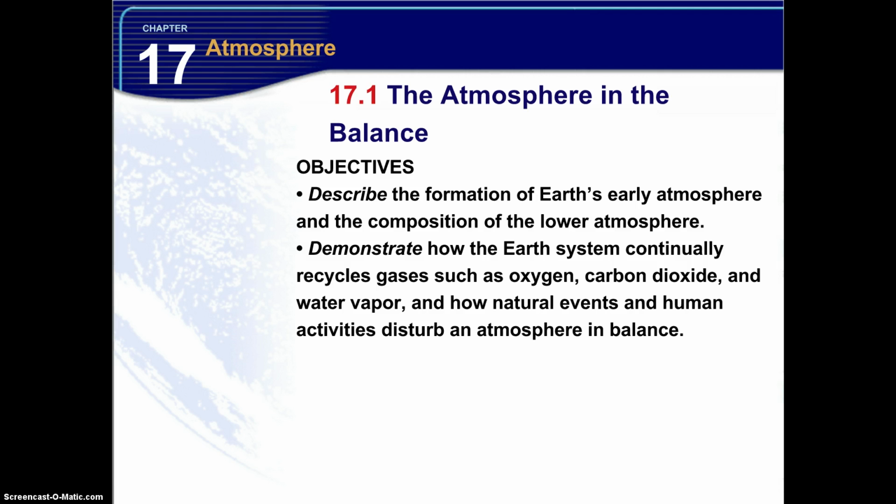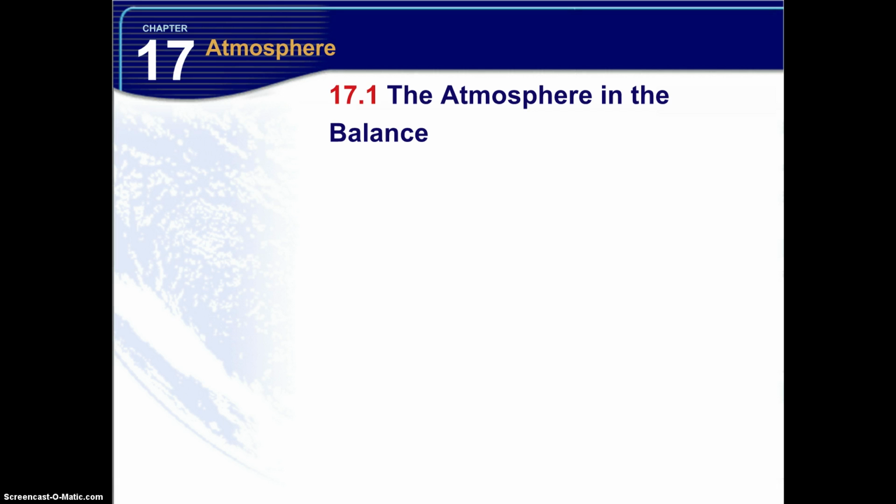Some of the key ideas are the composition of Earth's atmosphere remains fairly constant. Gases move continually between the atmosphere and other parts of the Earth system, and the recycling of atmospheric materials maintains a delicate balance, and local events may have global consequences. Those key ideas are in the readings in the section in your textbook. So we're going to begin talking about the composition of the atmosphere.